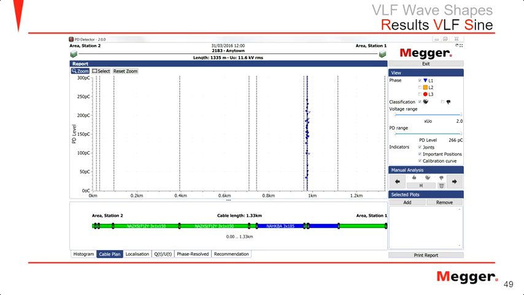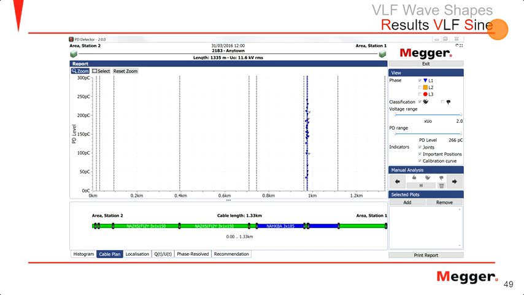So currently we are doing VLF sine. I'm only using phase one, that is L1. My voltage is about 11.6 kV RMS. I did my PD testing, and this is what I see, that in this specific splice, I have a lot of partial discharge coming from that. And the highest level that I see is 250 picocoulombs in the VLF sine waveform.